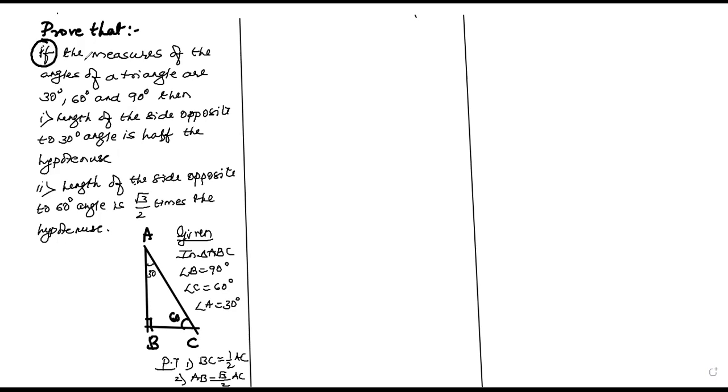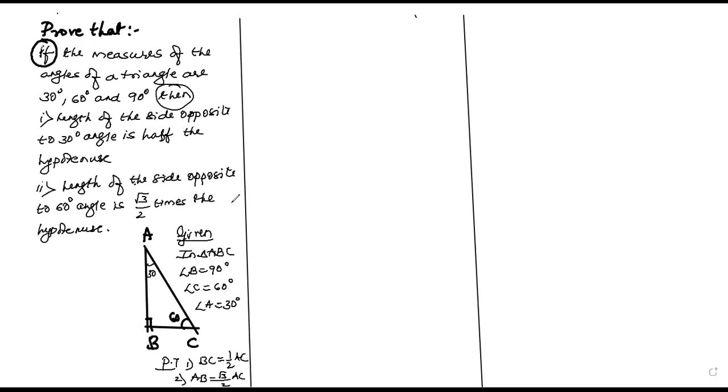So remember, whatever follows "if" is given. The measures of the angles of a triangle are 30 degrees, 60 degrees, 90 degrees, means I draw a figure accordingly. I draw a triangle where one angle is 90, one angle is 60, one angle is 30. Now after the given, what you have to prove: first part, the length of the side opposite to 30 degrees is half the hypotenuse, that means BC is half AC. And the length of the side opposite to 60 degree angle, which is AB, is root 3 upon 2 AC. Okay? Now, how can we go about it?